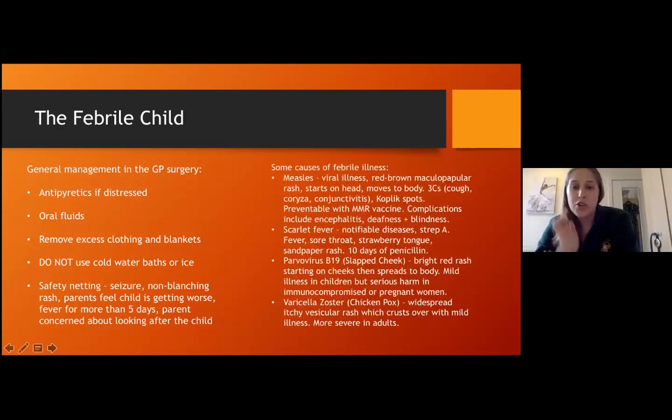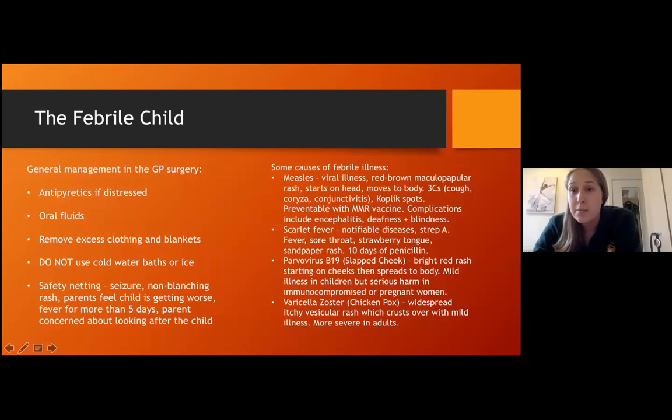So I've just got here some general causes of febrile illness in children. This is by no means an exhaustive list, it's just a few of the common ones to know about, especially for exams. We won't dwell on it too much, but just a few key features of certain diseases. So measles, this is a red-brown maculopapular rash, looking specifically for the 3 C's, so cough, coryza and conjunctivitis. And then Koplik spots are classical of measles, and they're tiny white spots on the buccal mucosa in the mouth.